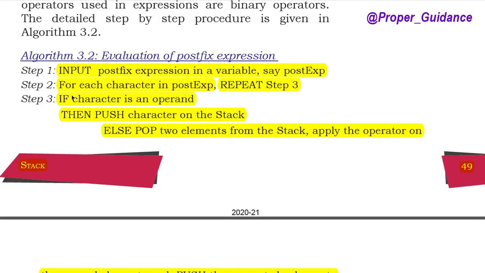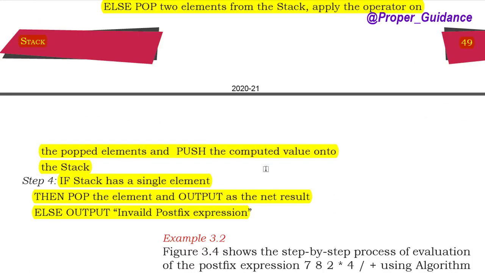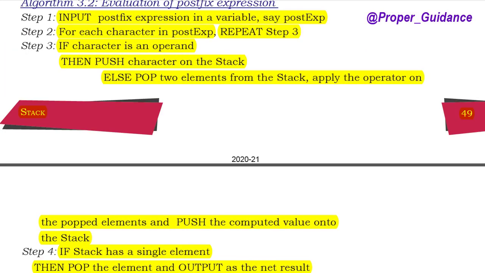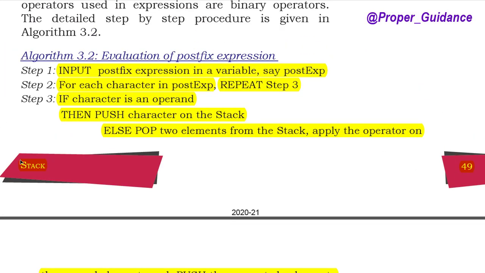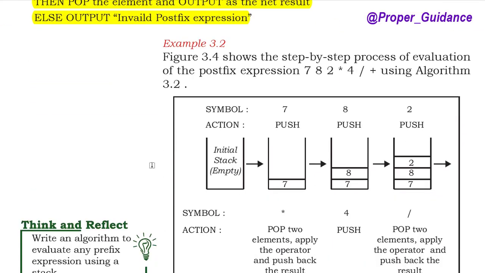And what is step 3? If the character is an operand, then push the character on the stack. Else pop two elements from the stack, apply the operator on the popped elements and push the computed value onto the stack. Step 4: if the stack has a single element, then pop the element and output it as the net result, else output invalid postfix expression. Now again, write down this algorithm in your copy and match it with the given example.